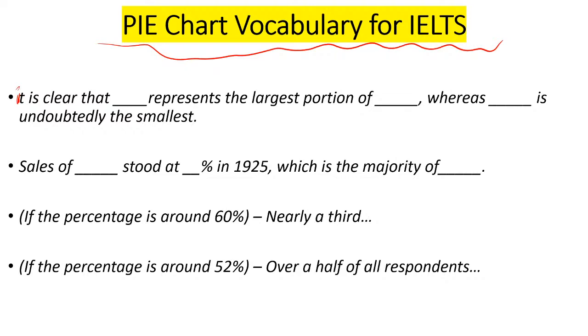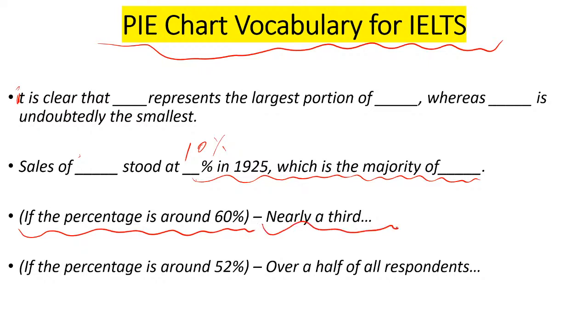Further, let's take an example: the sales of plastic bottles stood at 10% in 1995, which is the majority of. Further, if the percentage is around 60%, you can talk about nearly a third. I will explain how you would count this. If it is 60%, how would you count it, or if it is something more than that, how will you make a comparison? I'll explain everything in detail.